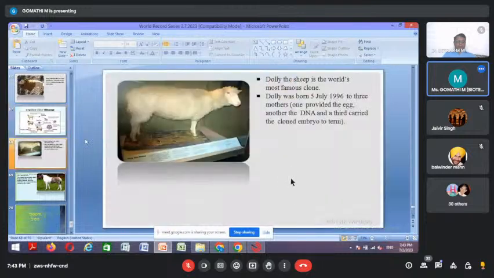Dolly the sheep is the world's most famous clone. It was born on 5th July 1996 to three mothers: one provided the egg, another provided the DNA, and the third carried the cloned embryo and gave birth to Dolly.